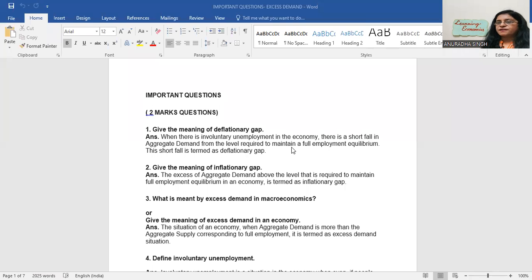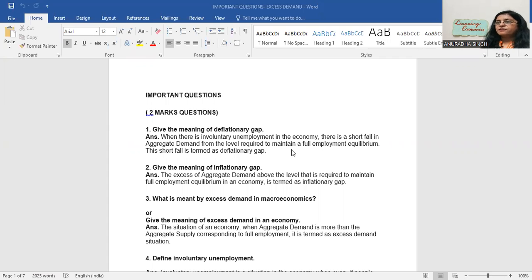Okay, so let us start with some of the questions from excess demand, and I'll be sharing a document with you so that you will be able to understand it very well. These are some of the important questions related to excess demand. So see, the first question given is: give the meaning of deflationary gap. Now I have written it as a 2 marks question, so you will come to know how much we should write in a 2 marks question.